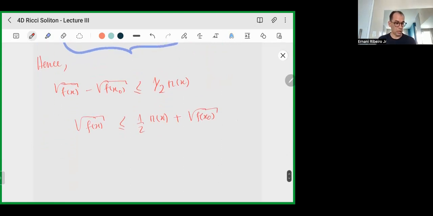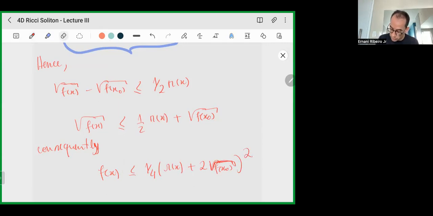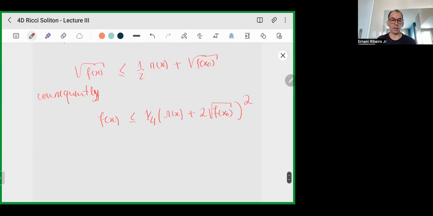Okay, so consequently, if you take the square, you may guarantee that the potential function is less than or equal to 1/4 of the distance function plus the square root of f at x naught, squared. So this proves the upper estimate.